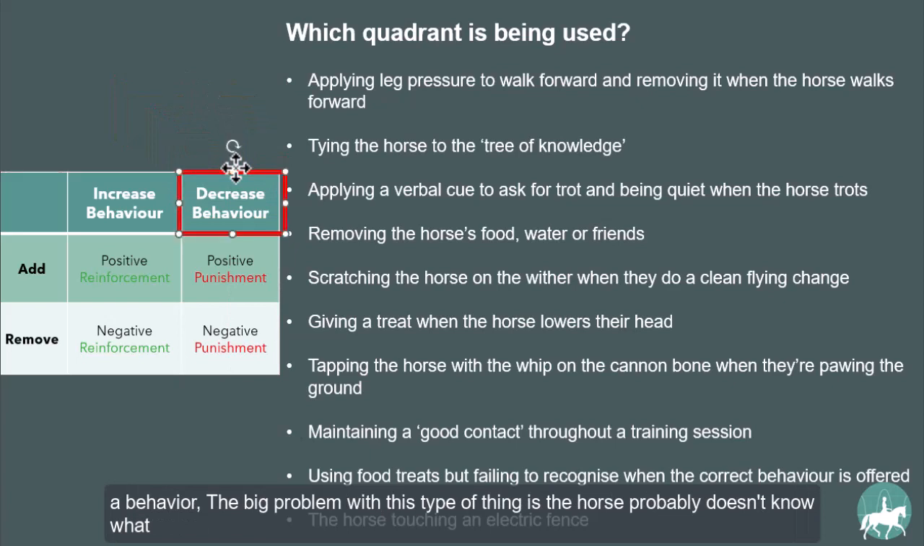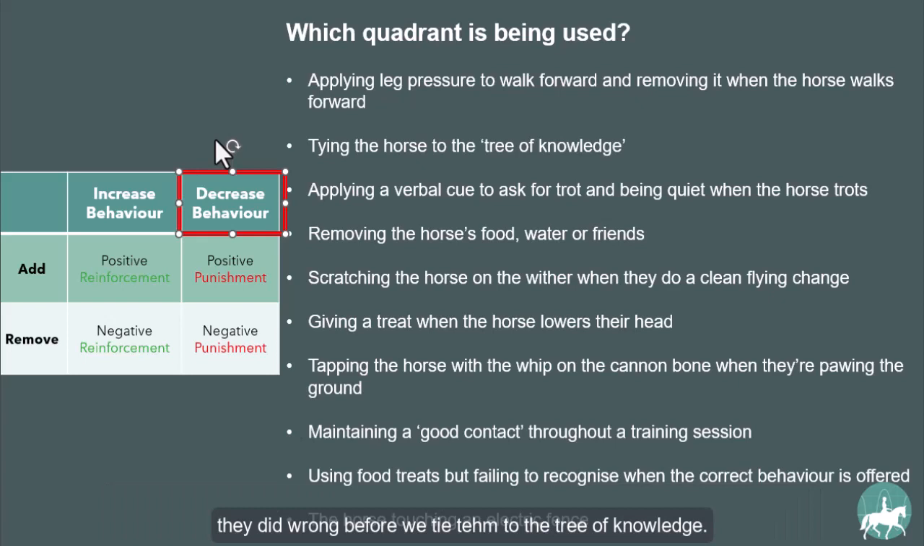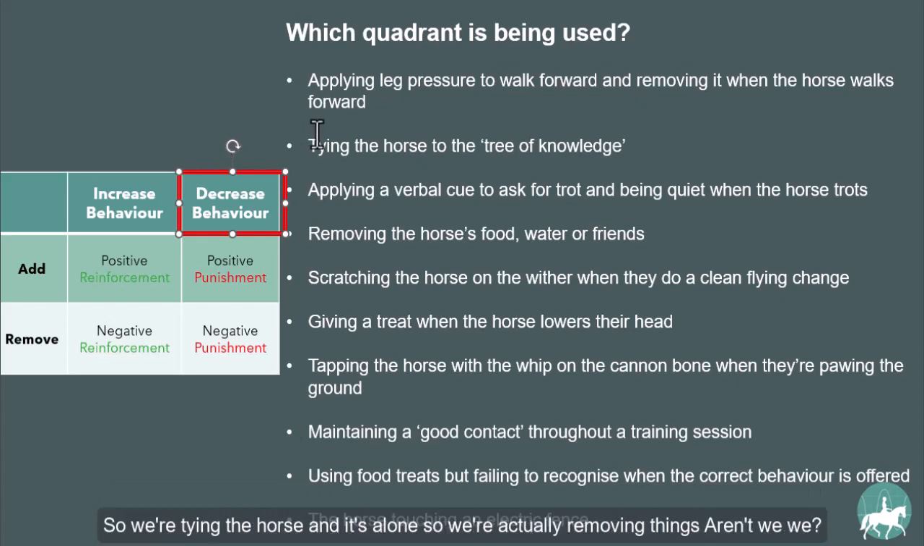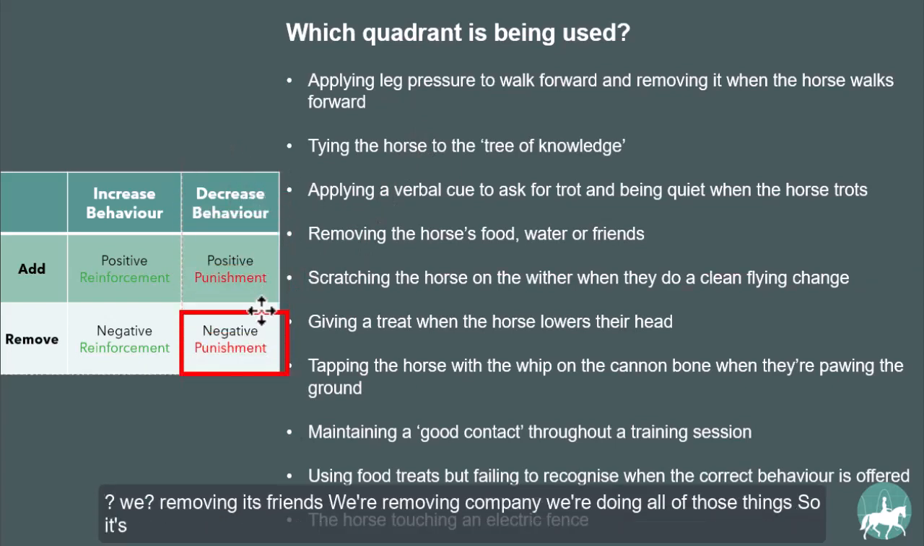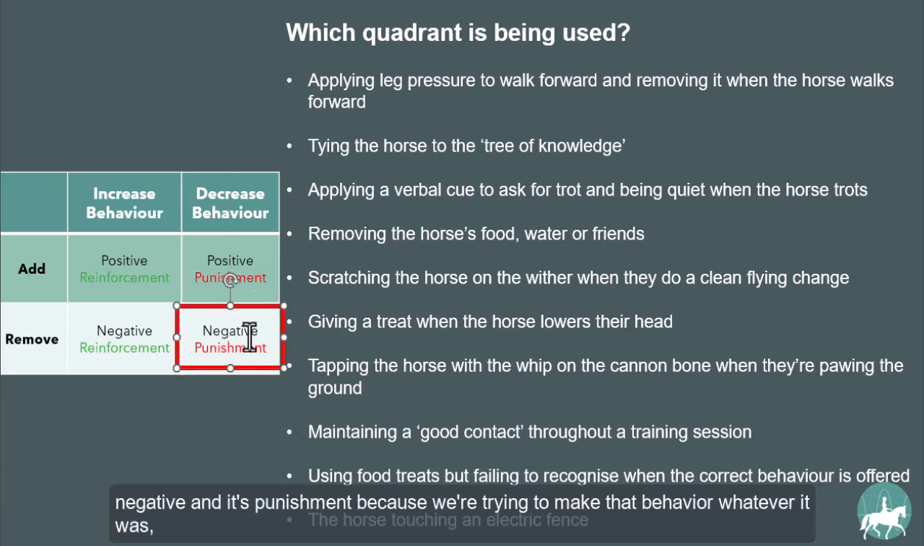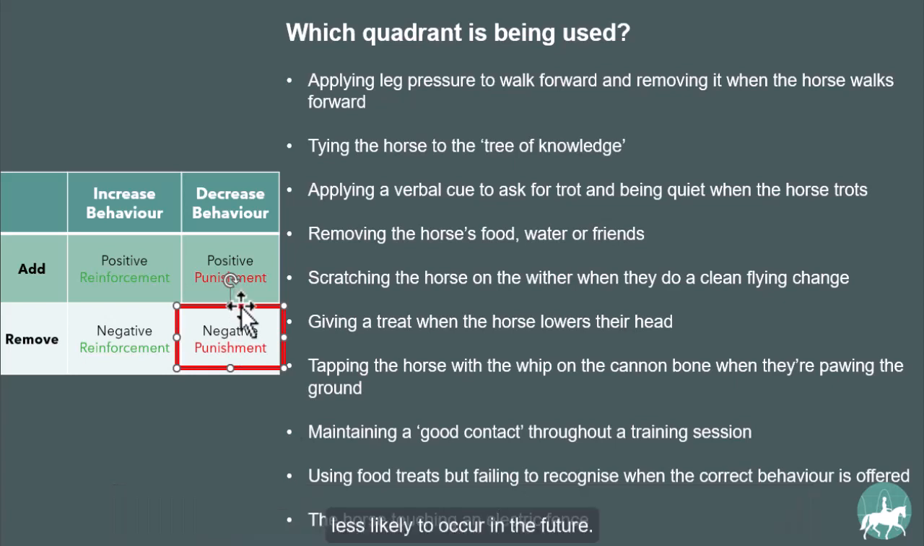The big problem with this type of thing is the horse probably doesn't know what it did wrong before we tie it to the tree of knowledge. So we're tying the horse and it's alone. So we're actually removing things, aren't we? We're removing its friends, we're removing its company, we're doing all of those things. So it's negative and it's punishment because we're trying to make that behavior, whatever it was, less likely to occur in the future.